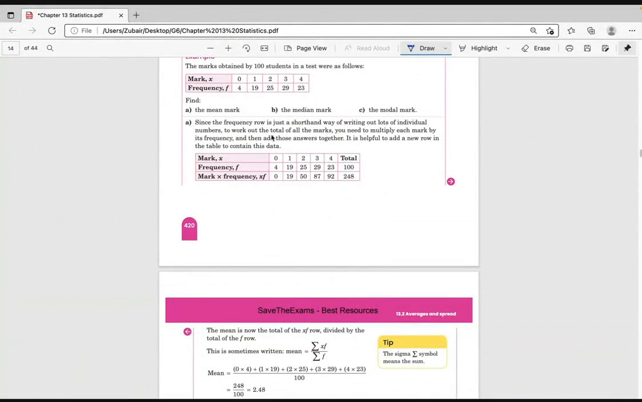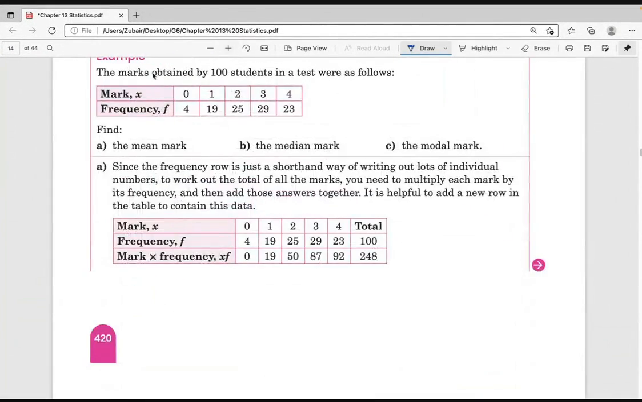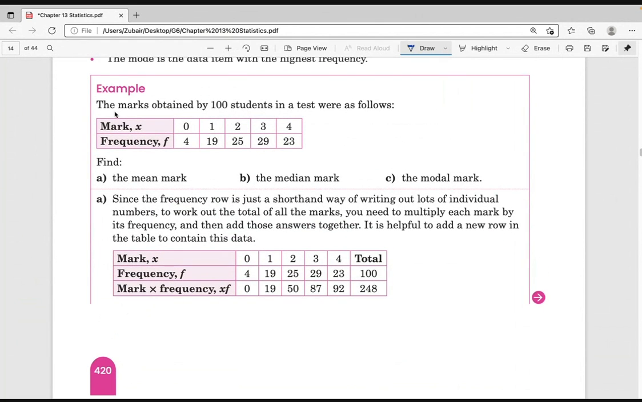So let's try these numbers. The marks obtained by 100 students in a test were as follows. So luckily, sum of frequency is already given. Mark is 0, 1, 2, 3, 4, and frequency is given. Find the mean mark. It will be 1 times 19. Sorry, 0 times 4. 1 times 19 is.